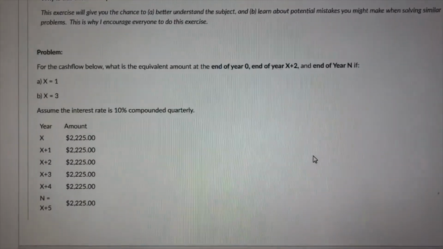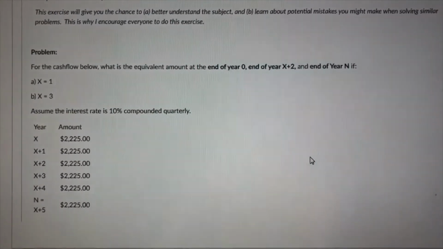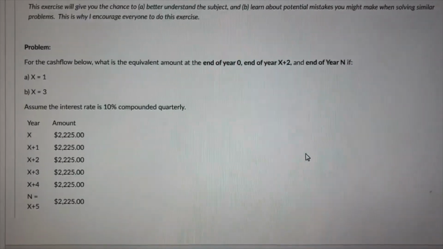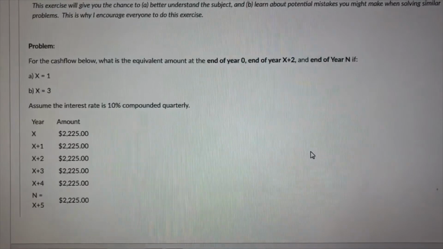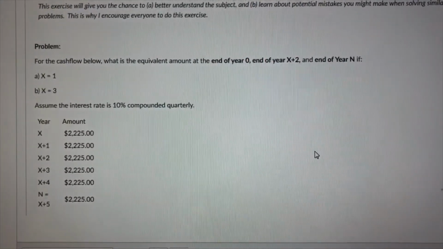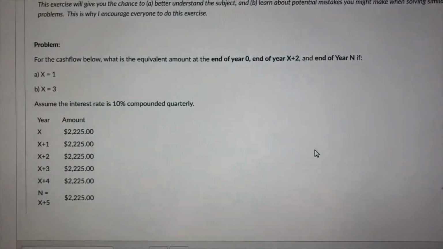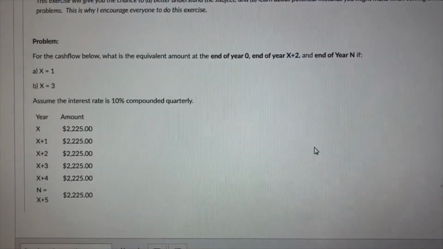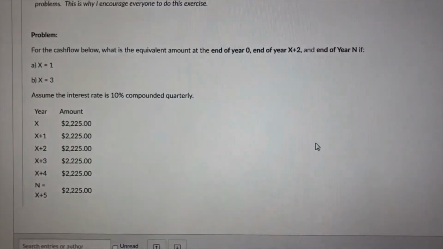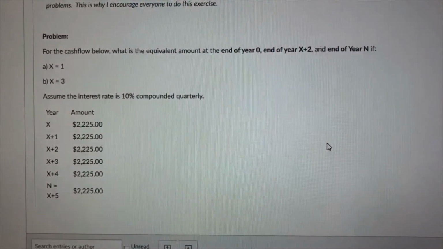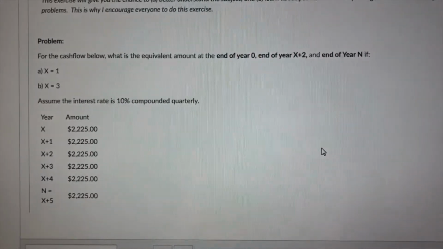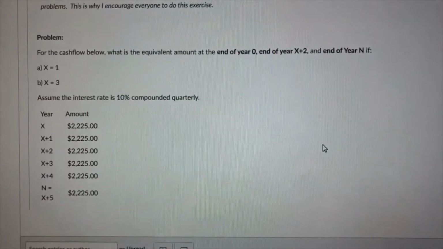The problem that we're trying to solve states that for the cash flow below, what is the equivalent amount at the end of year 0, end of year x plus 2, and end of year n if A, x equals 1, and B, x equals 3. Assume interest rate is 10% compounded quarterly. And the table shows that it's the same amount between year x and x plus 5.